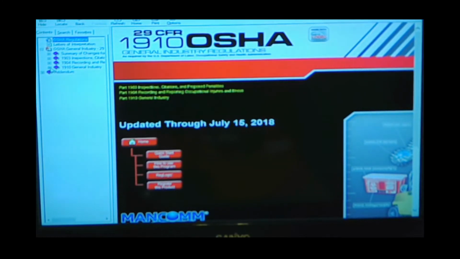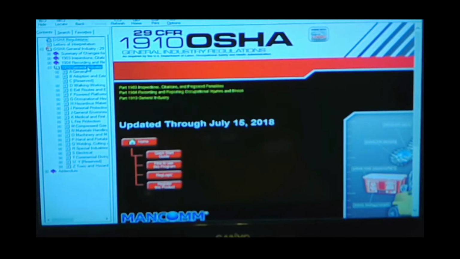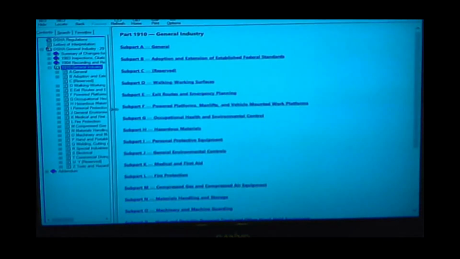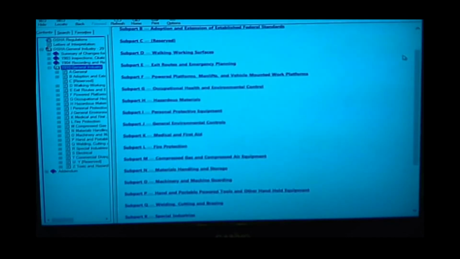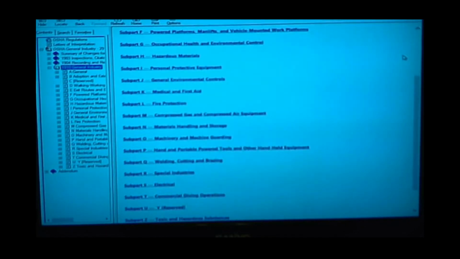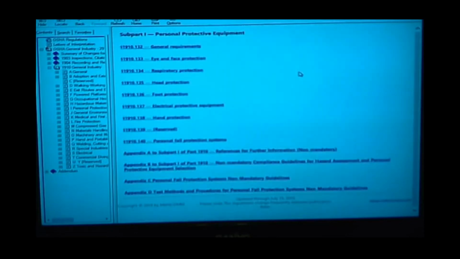We're interested in 1910, which is General Industry Standards. General Industry Standards breaks down into a lot of different topics. You have general information, application and extension of established standards, walking-working surfaces, exit routes, powered platforms, man lifts, vehicle-mounted work platforms, health, environmental controls, hazardous materials. You have personal protective equipment in Subpart I. We're going to get into that one.